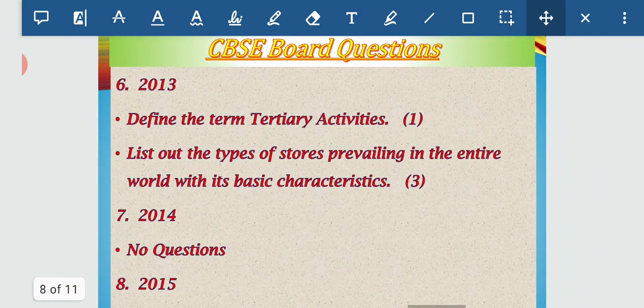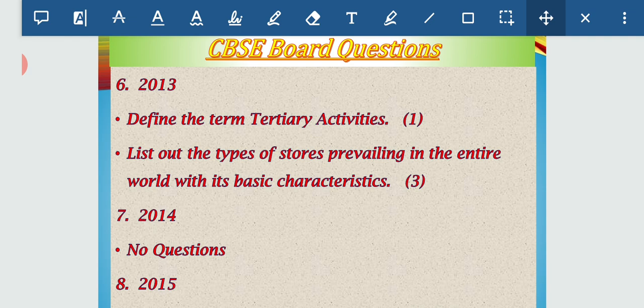Now let us move to the next one, that is, define the term tertiary activity. Now tertiary activity means the activity which is related to the services, different from production of materials, and which do not process or manufacture goods directly. That means tertiary activities do not manufacture any tangible goods, they produce intangible goods.